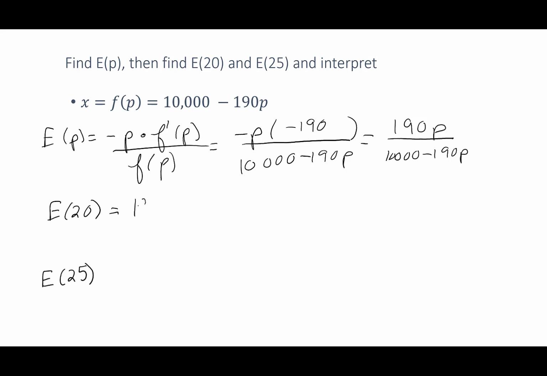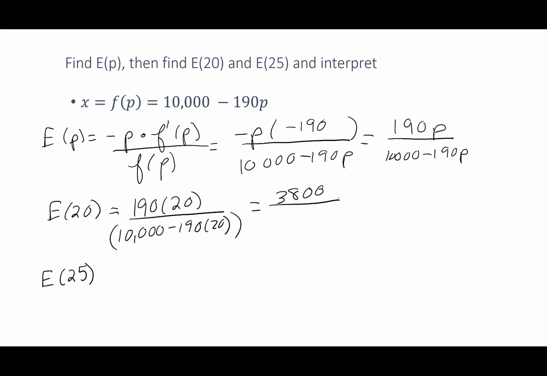So we're going to take 190 times 20, and we're going to put that over 10,000 minus 190 times 20. I'm going to do numerator, denominator. That might help also. So 190 times 20 gives us 3,800. 10,000 minus 190 times 20 is 6,200.